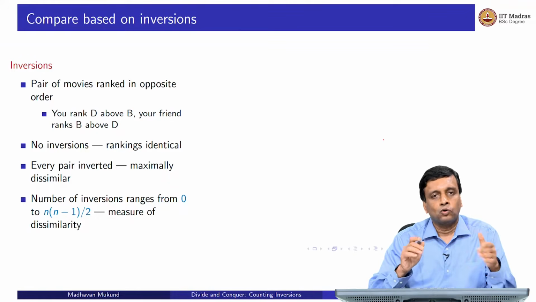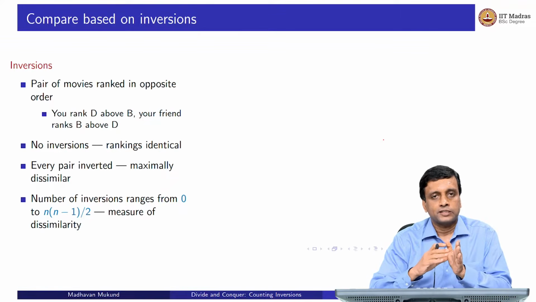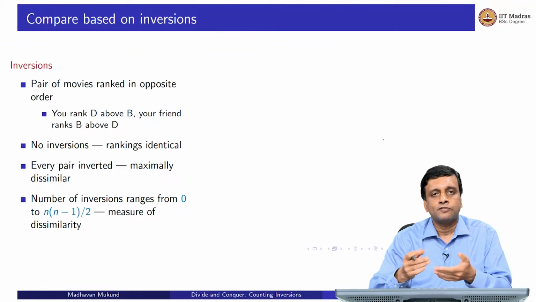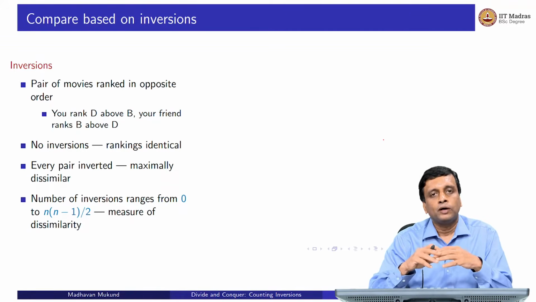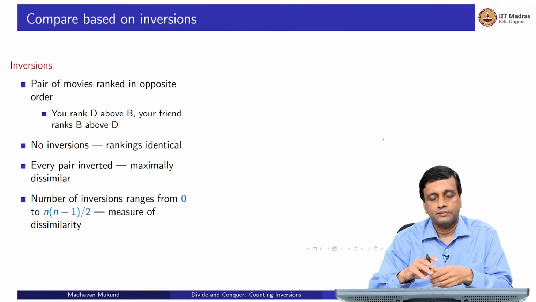Now remember, our goal in this recommender system was to say that one customer is similar to another customer. So what this number, the number of inversions, is giving you is the opposite of similarity. It's giving you dissimilarity. Obviously, if something is more dissimilar, it is less similar. So you can just invert this and say that people who have a low inversion number are very similar, and those who have a high inversion number are not very similar.